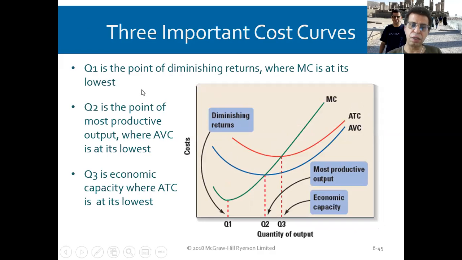Now, when we look at Q1, it is the point of diminishing return where the marginal cost is at its lowest. So we said that the diminishing return comes in here and the marginal cost starts increasing. As the marginal cost starts increasing, the point before it is what you call the diminishing return. Now, what you have at Q2, the quantity output of Q2, is the point of the most productive output, where the average cost is the lowest.